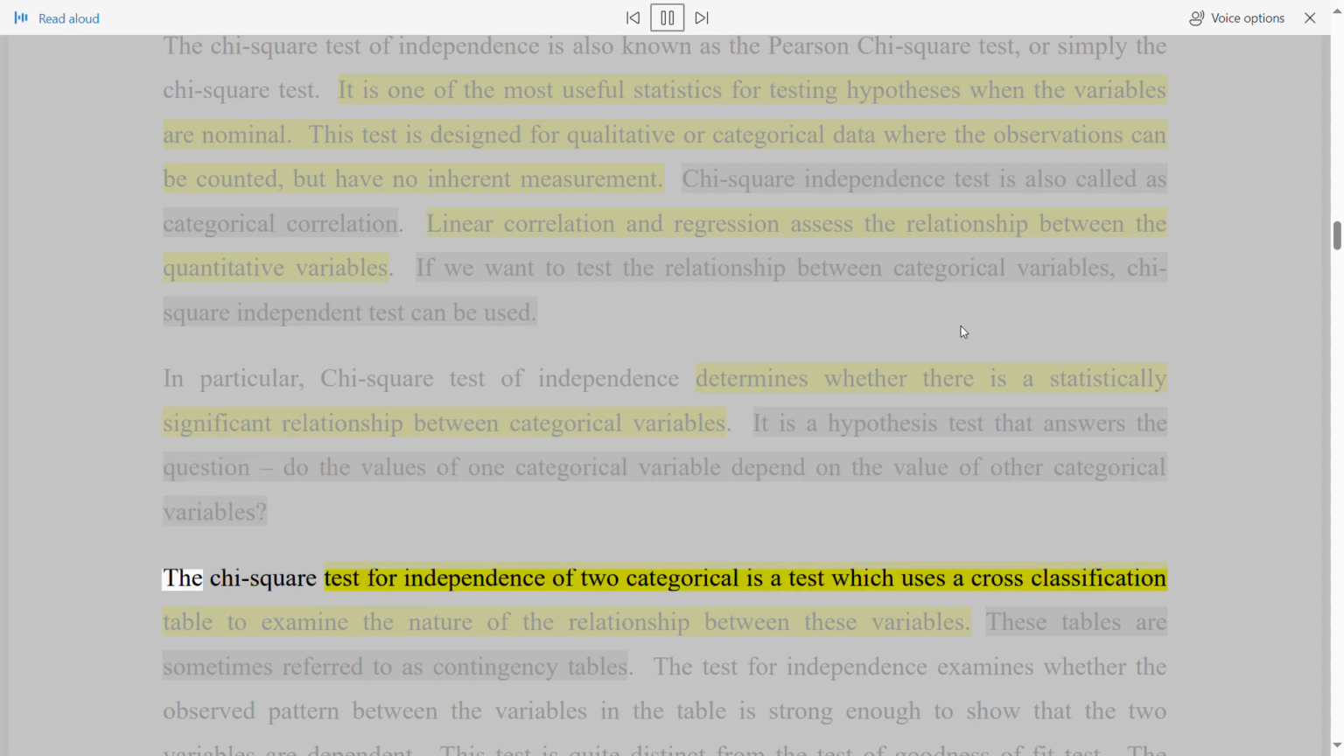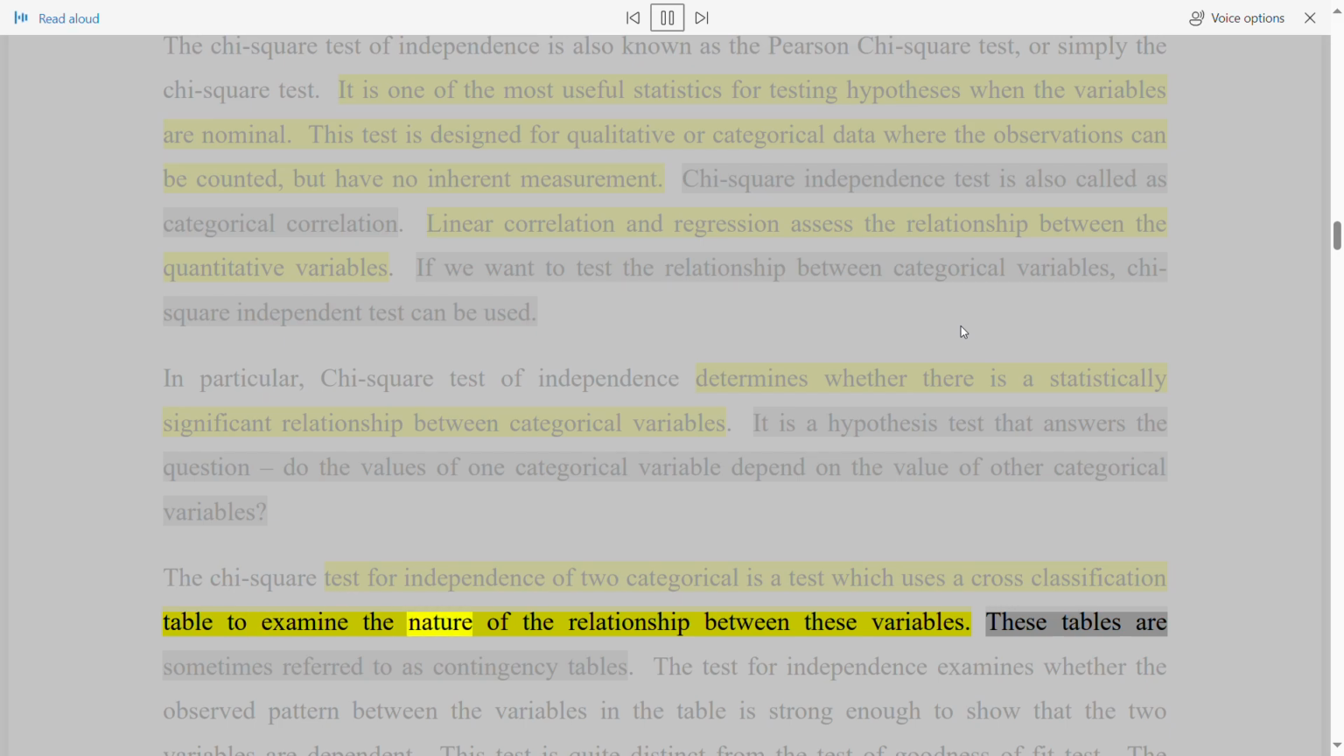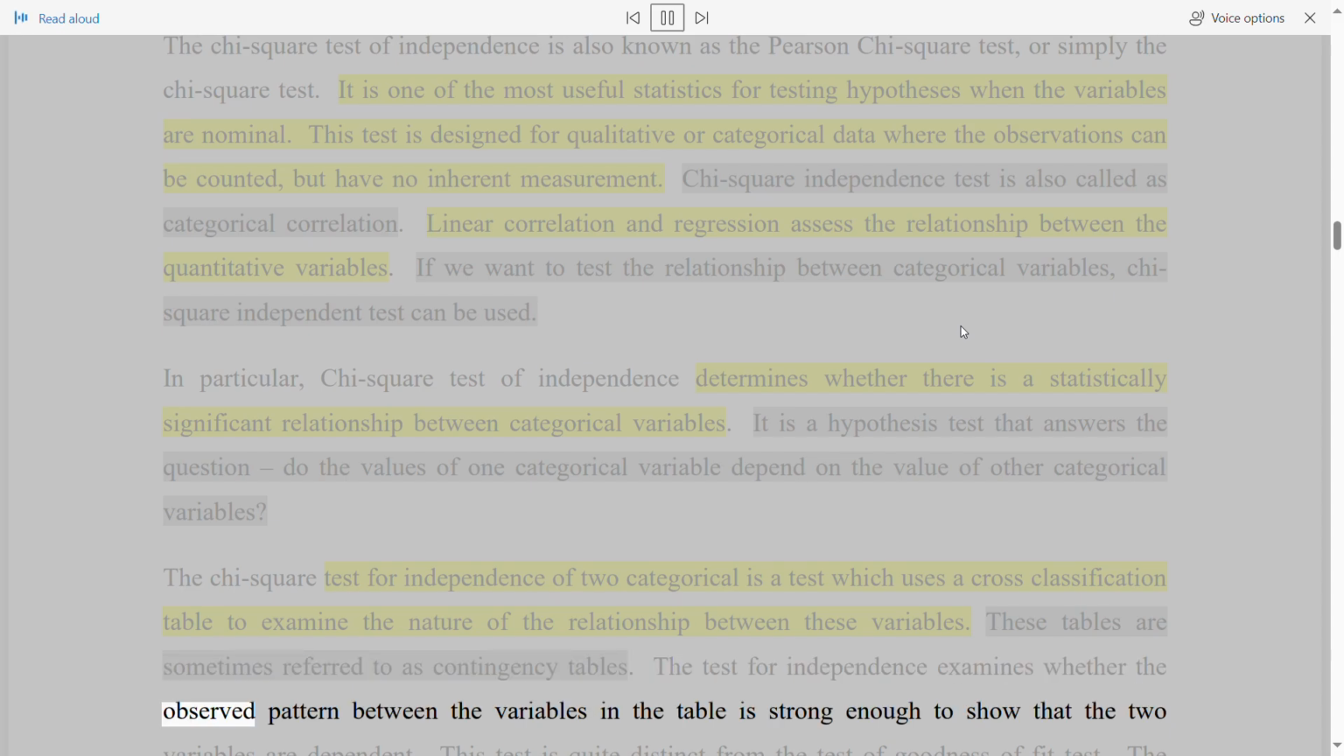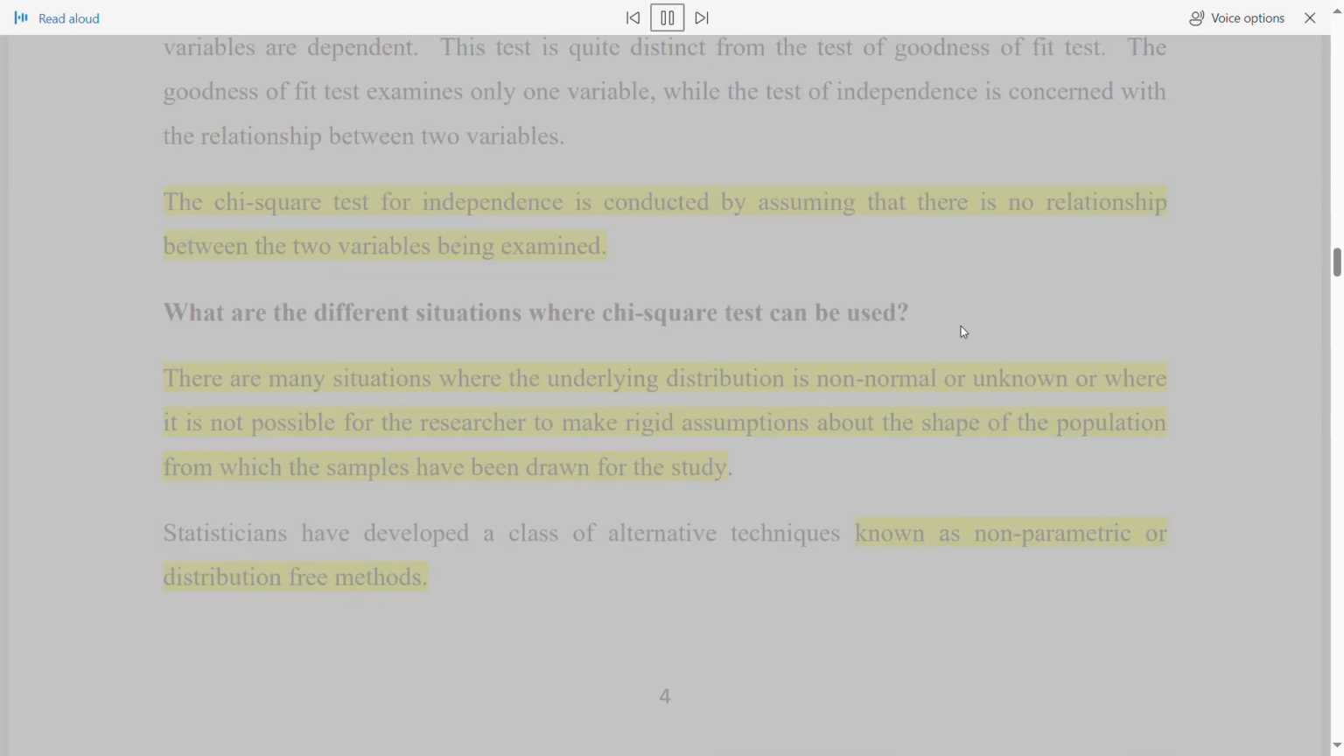The chi-square test for independence of two categorical variables is a test which uses a cross-classification table to examine the nature of the relationship between these variables. These tables are sometimes referred to as contingency tables. The test for independence examines whether the observed pattern between the variables in the table is strong enough to show that the two variables are dependent.